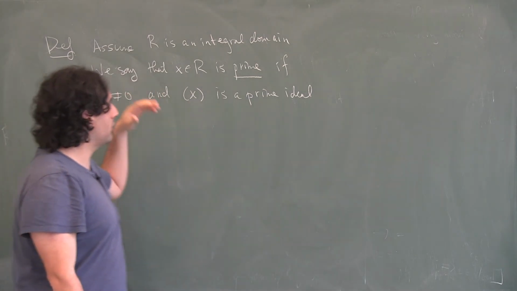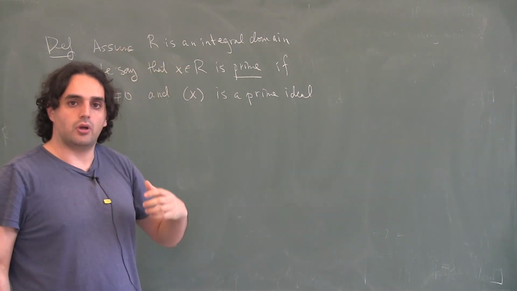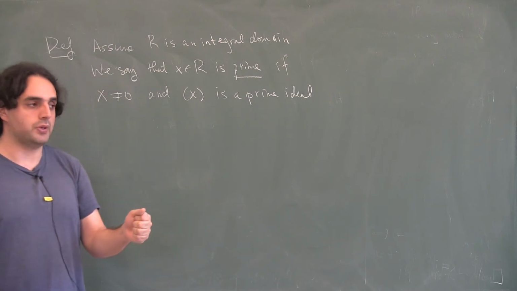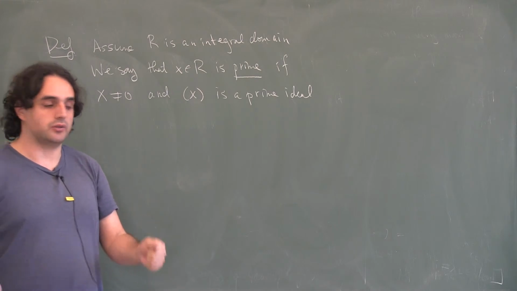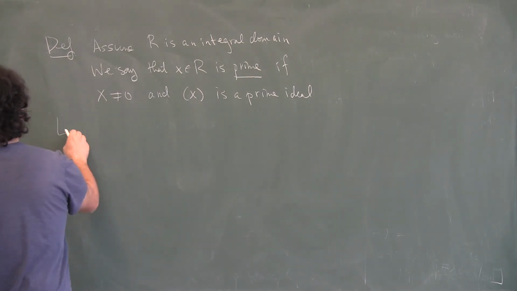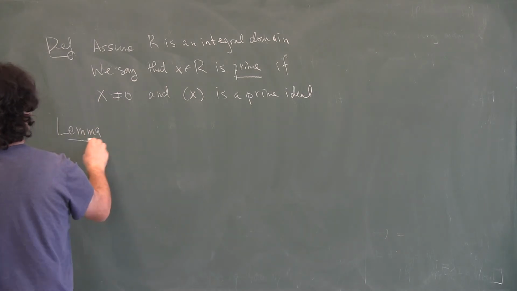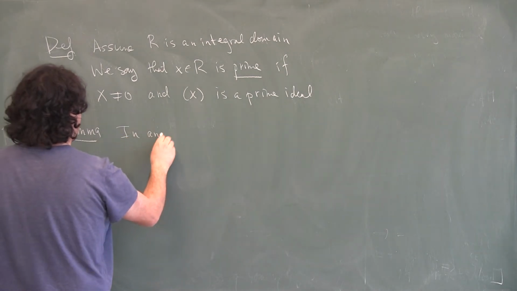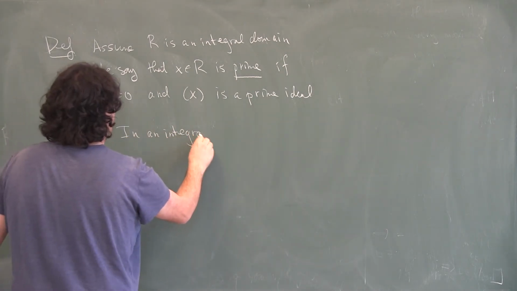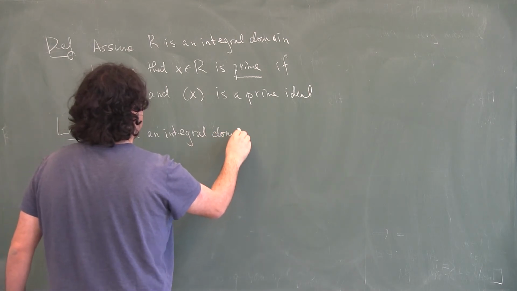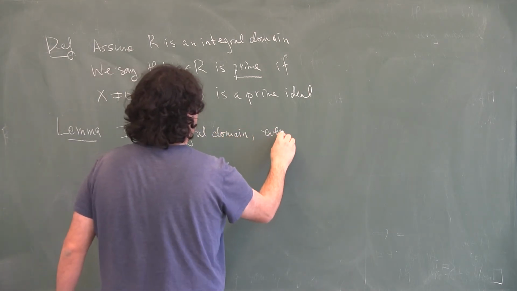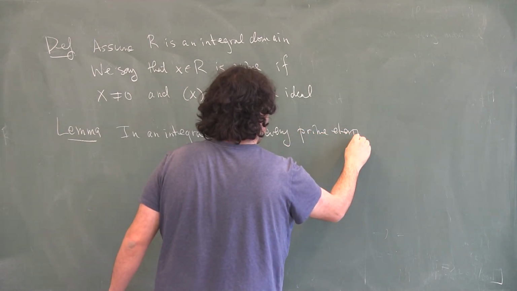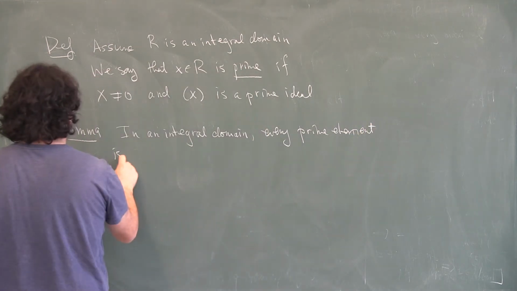In particular, remember that for integral domains, I defined what an irreducible element is. This was an element that if you break it up into two pieces, one of the pieces must be a unit. How is this related to prime elements? Well, we have the following easy lemma. In an integral domain, every prime element is irreducible.